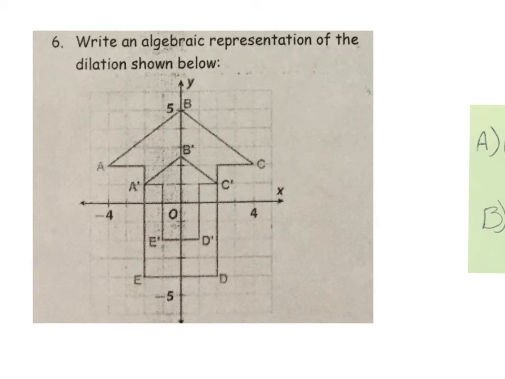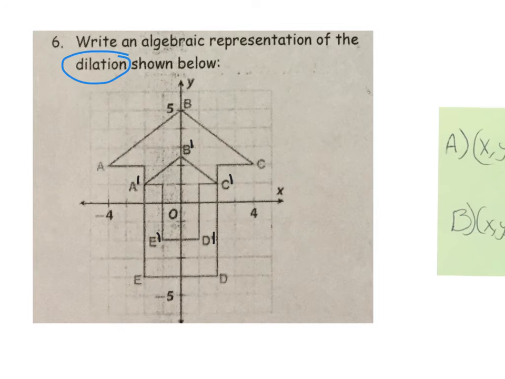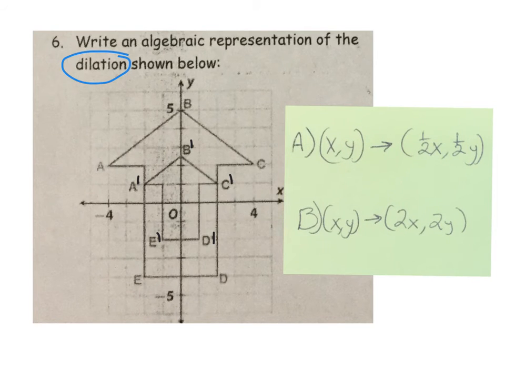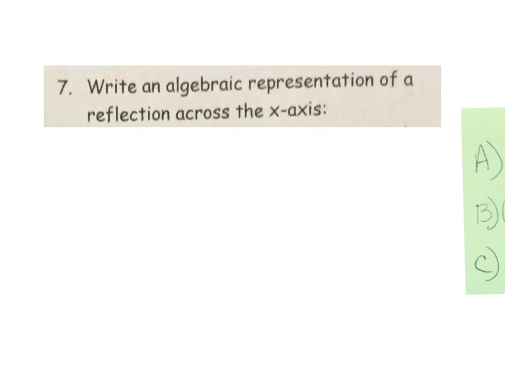Okay, number 6 says to write an algebraic representation of the dilation shown below. That word dilation tells me that this thing is either getting bigger or getting smaller. In this case, it is getting smaller. I understand that via these tick marks on A, B, C, D, and E. That is my new image. So we're going from that big arrow to the small arrow. We're just multiplying by a scale factor. I gave you some choices here, so you can pick one of those two. Very simple and very easy. Kind of give you some help on this one.